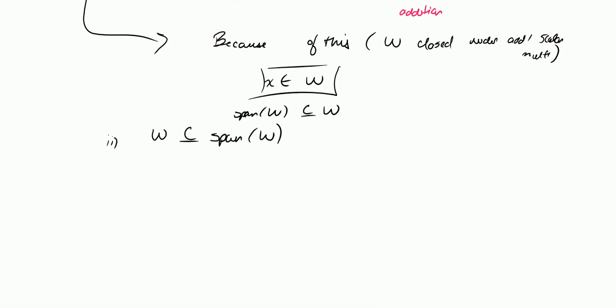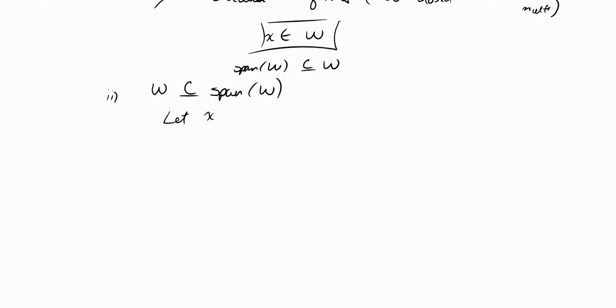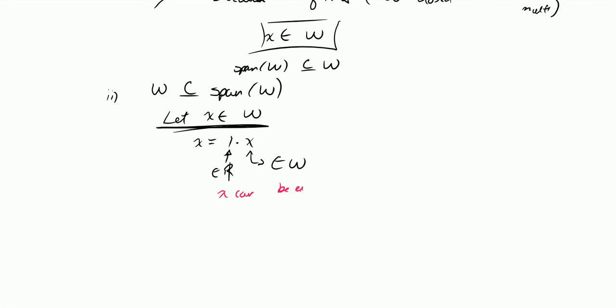Now, this part is a bit easier, because if I let X belong to W, then I can say that X is equal to 1 times X, right? So 1 belongs to R, and X by this assumption belongs to W. That means that X can be expressed as a linear combination of vectors, well, in this case, of the vector X in W, right? Because clearly, I can write X is equal to 1 scalar multiplying X. In this case, it's just one vector X, but it's still in W, so that counts as a linear combination.